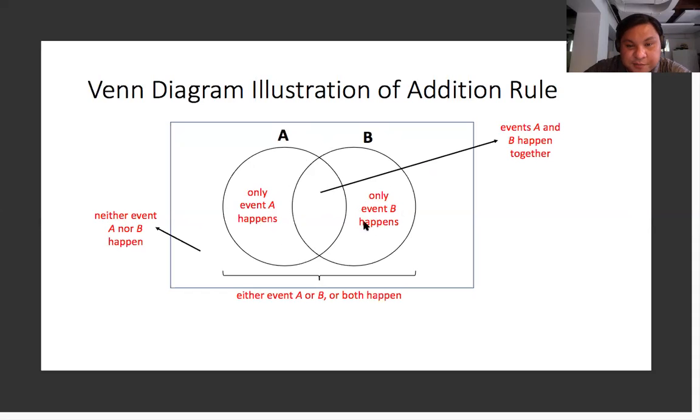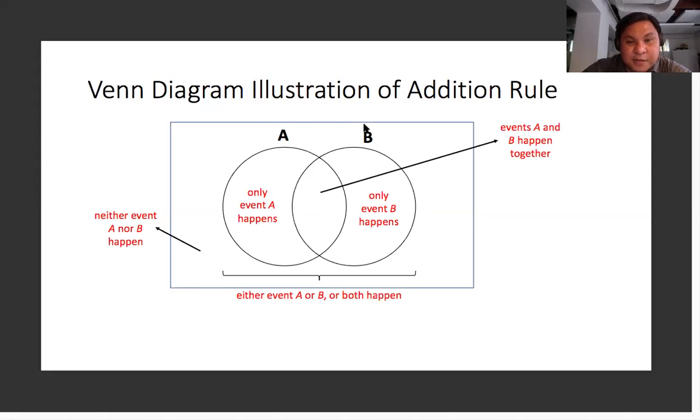This part here, the part of B, which is away from the overlap part, is the probability that only event B happens. Then the two circles together, this part which is exclusively A, this part which is the overlap, what's common for both A and B, and this part which is exclusively B, is the whole event where either A or B or both happen. Okay, so this is the union. These three regions, exclusive A, overlap, and exclusive B, are A union B.